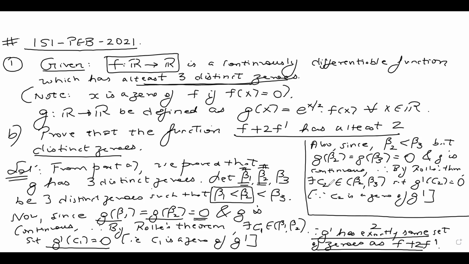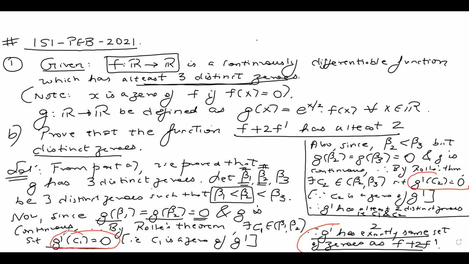So guys, we have shown that the function g dash has at least 2 distinct zeros. Therefore, g dash has at least 2 distinct zeros, that is C1 and C2. C1 is a 0 because g dash of C1 is equal to 0. C2 is also a 0 because g dash of C2 is equal to 0. So the function g dash has 2 distinct zeros.